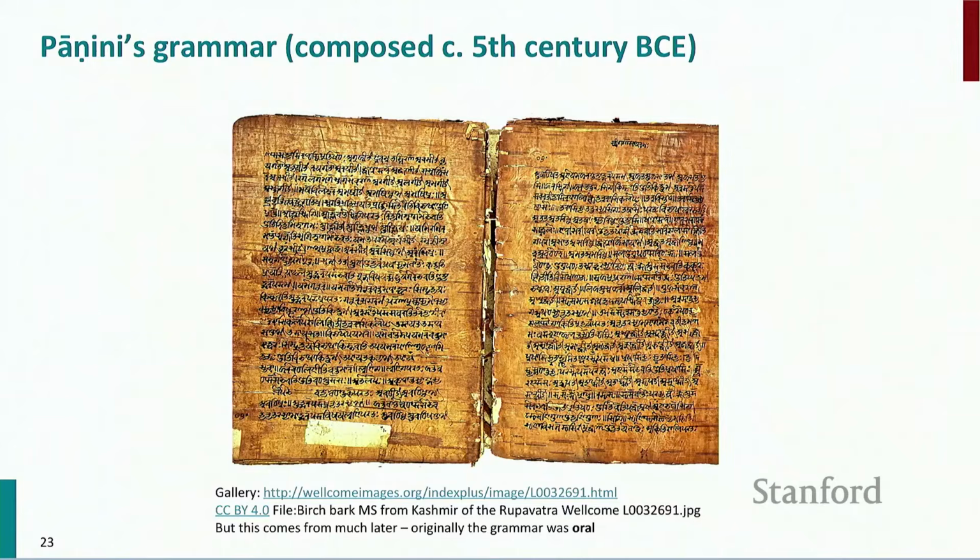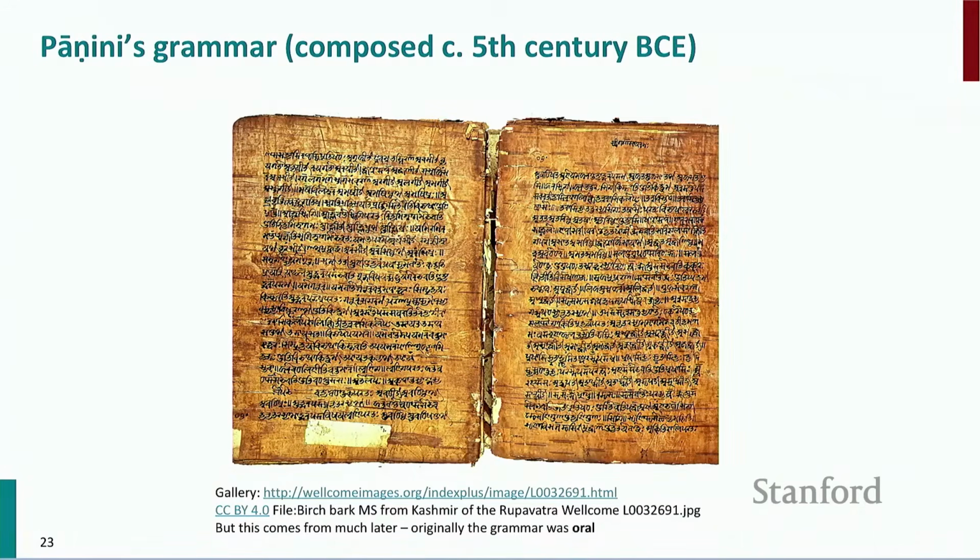Here's my picture of part of Panini's grammar, or a version of it, but actually this is really misleading. One of the astounding facts about Panini's grammar, and part of why no one knows what century he lived in, is that Panini's grammar was composed orally. So this kind of blows my mind. You know, some of the famous things in the West, like Homer's works, the Odyssey and the Iliad, were originally oral works that were passed down in oral form.